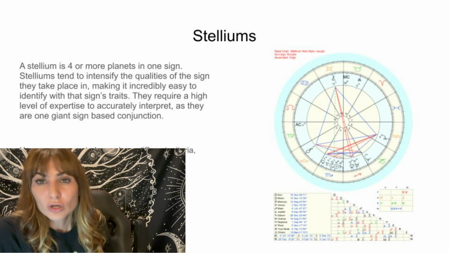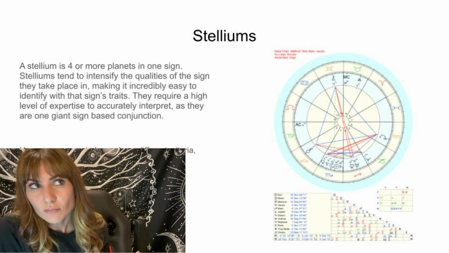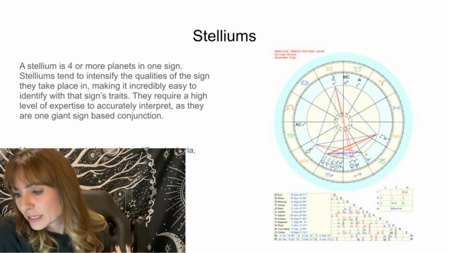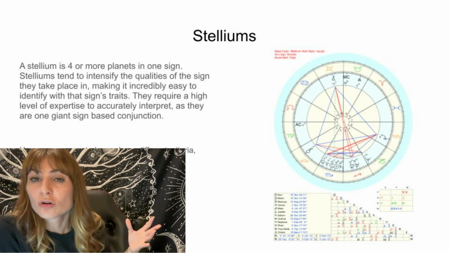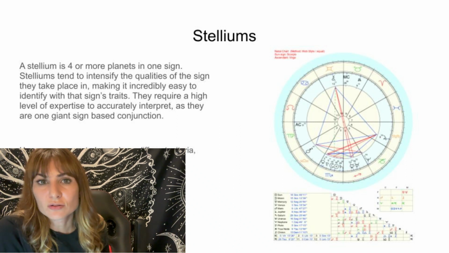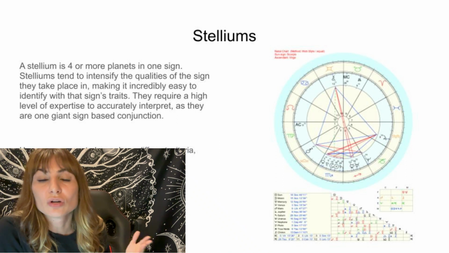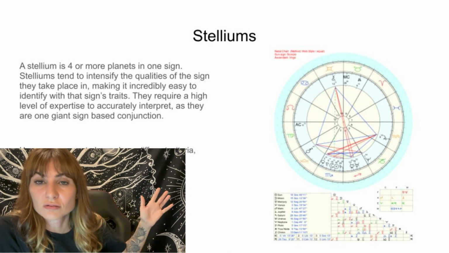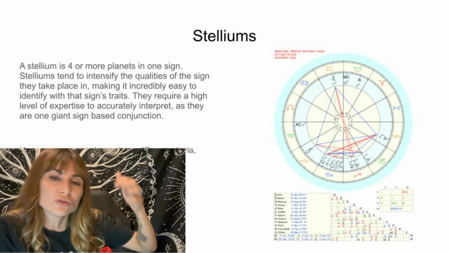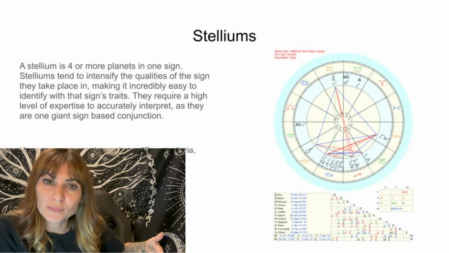And if you look at the empty houses, you'll see that the ruler is often going to be in the stellium. So for example, the ruler of my 12th house is the sun, okay? So it's in the 3rd house. The ruler of the 11th house, the moon, is in the 3rd. So everything kind of goes back into that sign, that house, that stellium.